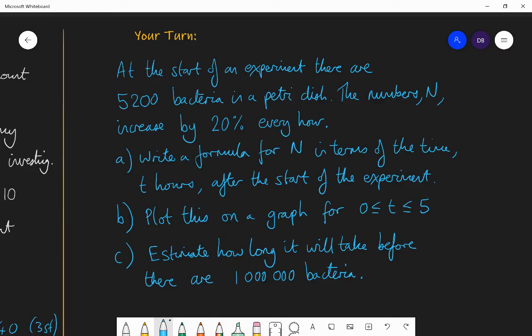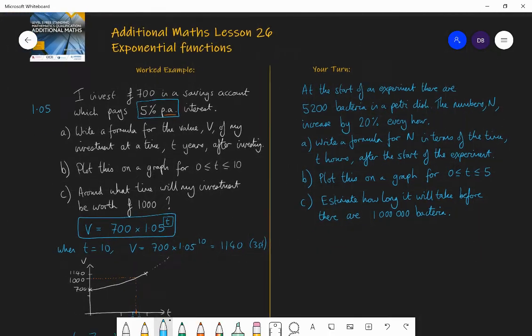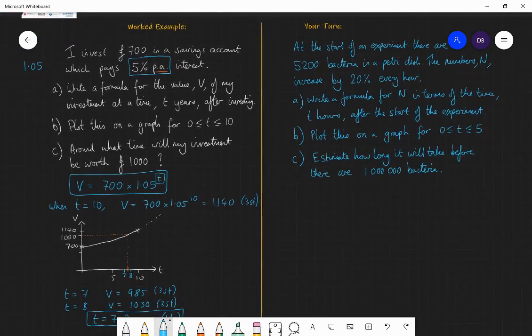Then I want you to plot that on a graph for between 0 and 5 hours. And then I want you to estimate, if you can see it on the graph, but you may not, and then through trial and error, how long it will take before there are 1 million bacteria in your petri dish, with various assumptions, such as that the bacteria don't run out of space in the petri dish. Okay, pause the video, have a go at this question, and then I will show you the answer.